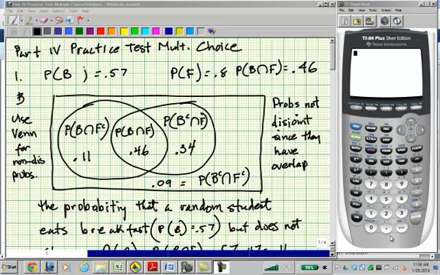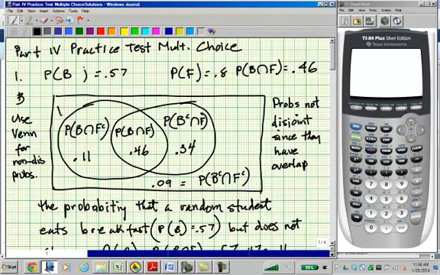Now, these probabilities are not disjoint since they have an overlap, and we can use a Venn diagram for non-disjoint probabilities in order to break down the probabilities. It can be a useful thing anyway. So, first thing is draw the two circles and put the 0.46 in the middle. Now, here's the probability of breakfast, this circle right here, and this circle is the probability of flossing teeth.